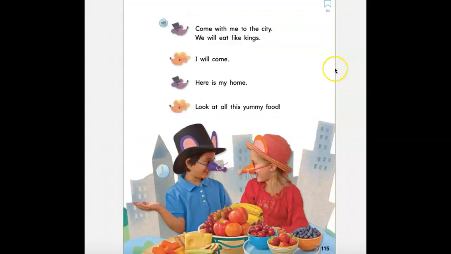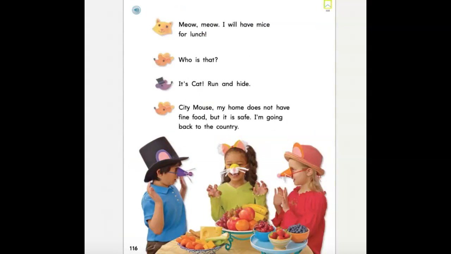We can see that City Mouse and Country Mouse went to City Mouse's house because he has fine food to eat in the city. But the cat was at City Mouse's house, which Country Mouse did not like. So Country Mouse says, "My home does not have fine food, but it is safe. I'm going back to the country." So what lesson do you think he may have learned?